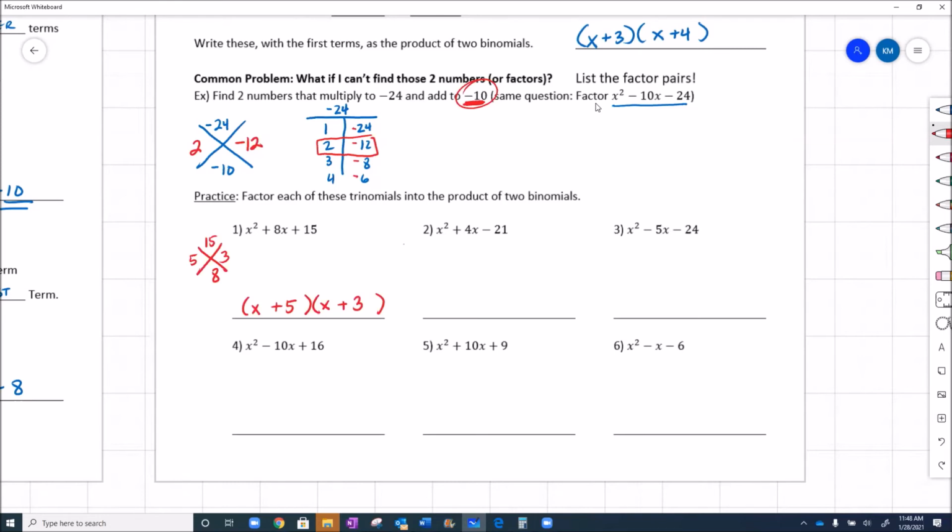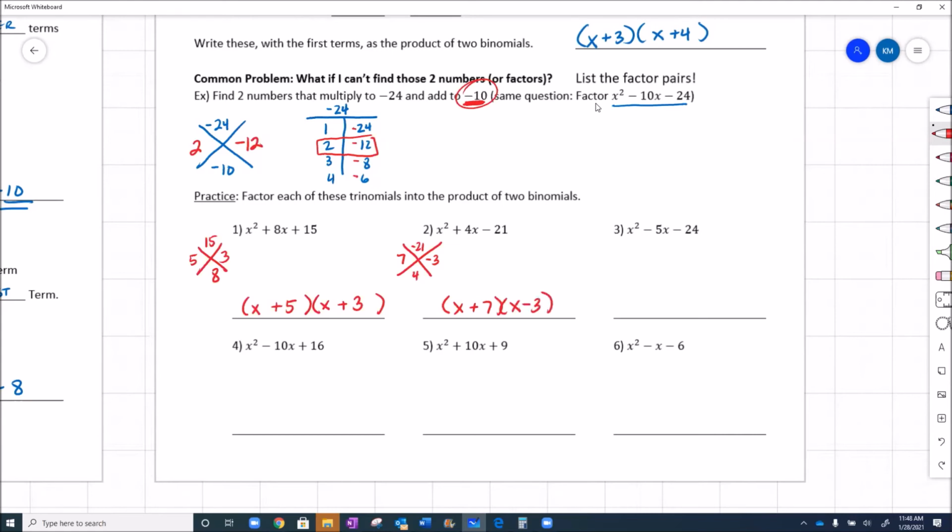Here, second one, I need two numbers that add to give me 4 and multiply to give me negative 21. Negative 21 means I have to multiply a positive and a negative. And it's adding to give me a positive number, so I know my bigger number should be positive. I think it's 7 and negative 3. 7 times negative 3 is negative 21, 7 minus 3 is 4. All right, great. x plus 7, x minus 3.